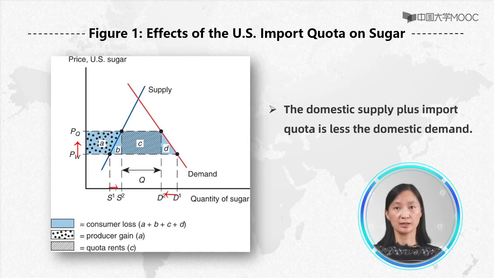So the consumer surplus falls by the area indicated A plus B plus C plus D, and the producer surplus rises by the area labeled A. The area A represents the redistributive effect, which is the transfer of consumer surplus to producer surplus. Area B represents the protective effect, and area D represents the consumption effect.